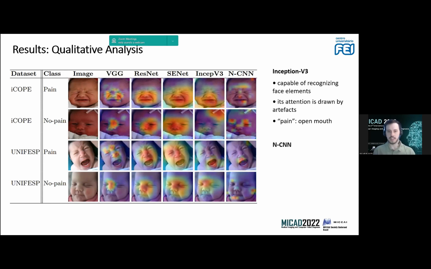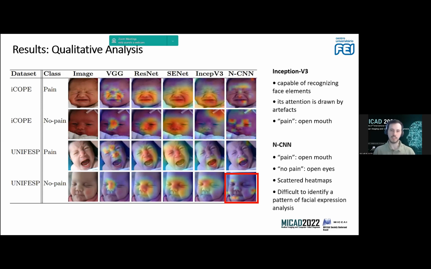And at last, the NCNN also seems to associate the pain state with the open mouth, and the open eyes with the no pain state. However, its activation maps usually have a scattered behavior, and this intensifies when the open mouth or the open eyes are not present in the image. So it's difficult to identify any pattern of facial expression analysis. It seems that the model didn't learn the task properly.